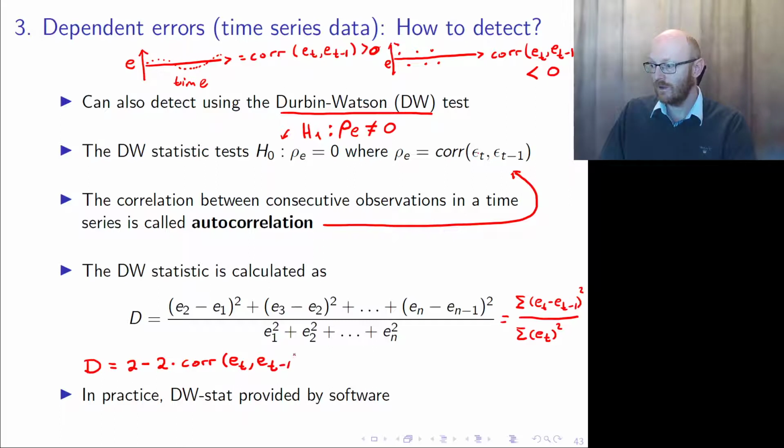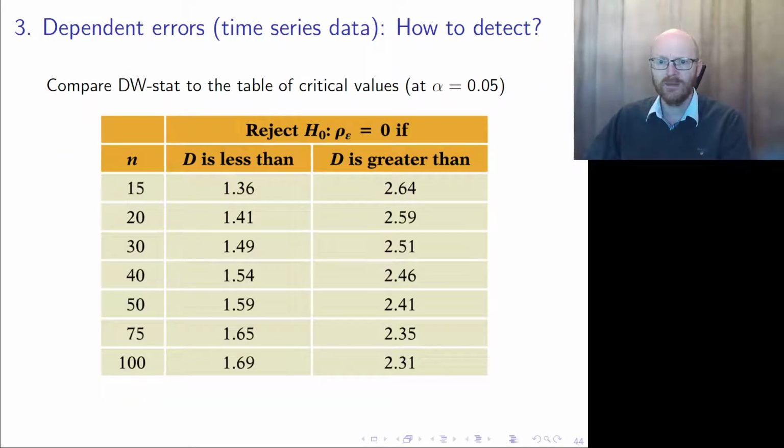Et minus 1. Okay. Which means that you immediately see that the correlation can only be between +1 and -1, and which means that this part here can only be between -2 and 2, which means that the Durbin-Watson statistic can only take numbers from 0 until +4. Okay, and we're going to look at that.